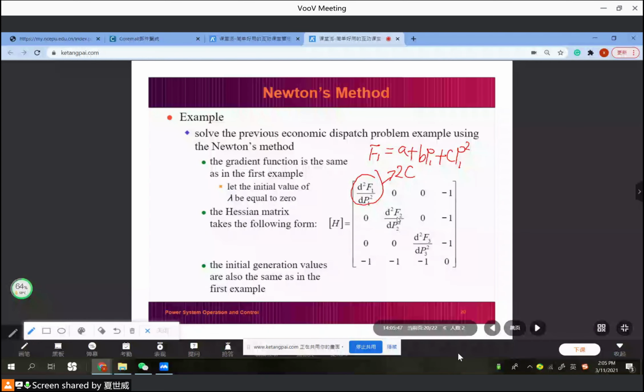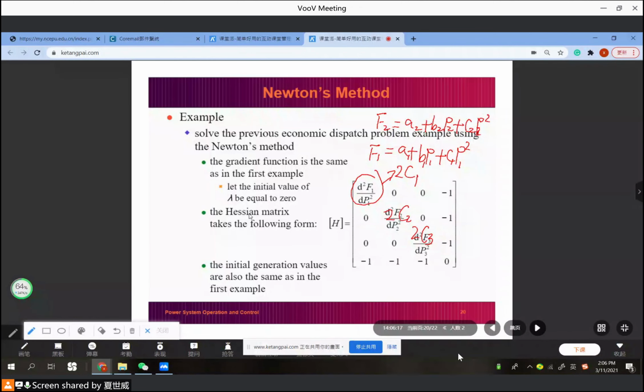Similar for this, for example A1, B1, C1. You also have an expression as A2 plus B2 P2 plus C2 P2 square, and you will get this. Similarly for generator 3. So you can easily calculate the H if you have an input-output curve like this.